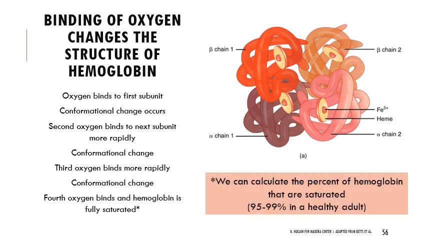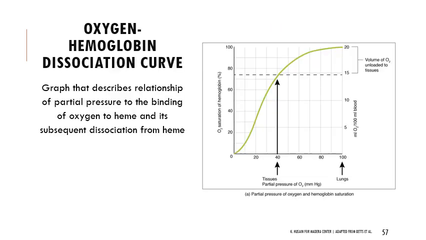So when we calculate this out, it turns out that the percent of hemoglobin that are saturated in a healthy adult is anywhere from 95 to 99% of the hemoglobin. And when we plot this, so if we're plotting oxygen saturation as a function of partial pressure of oxygen, we get what's called an oxygen hemoglobin dissociation curve. So this is describing that relationship of partial pressure of oxygen to the binding of oxygen to heme, and also its dissociation from heme.